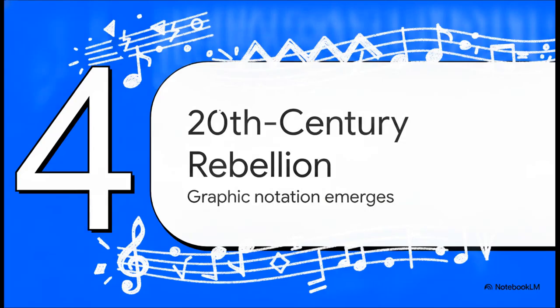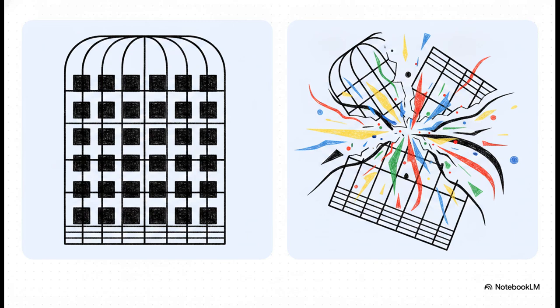Which brings us to Section 4, the 20th Century Rebellion and the Emergence of Graphic Notation. But, as we all know, extreme precision definitely has a cost. After centuries of refining this strict code, traditional notation became incredibly restrictive. If the medieval era was all about bringing absolute mathematical order to the chaos of sound, composers in the 1950s wanted to break completely out of that rigid cage.